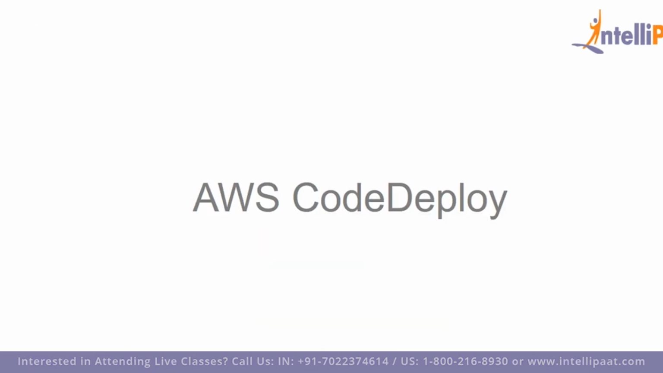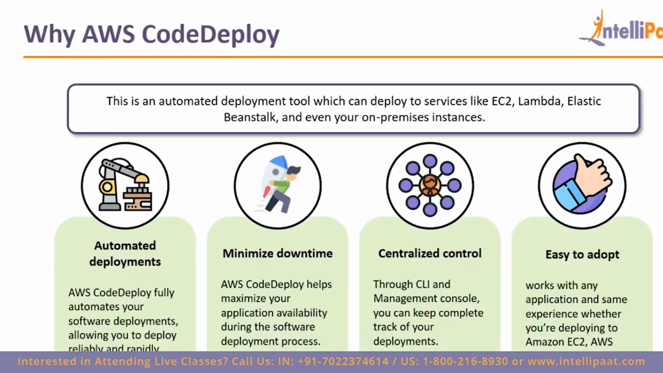Moving on, AWS CodeDeploy. This is one of the important services, guys. This service is used to deploy your application on any service you choose, like EC2 or Lambda. It is an automated deployment tool which can deploy to services like EC2, Lambda, Beanstalk. Even if you launch Beanstalk, it will be launched in an EC2 instance or Fargate, and also your on-premise setup. So these are the 4 benefits provided by AWS CodeDeploy.